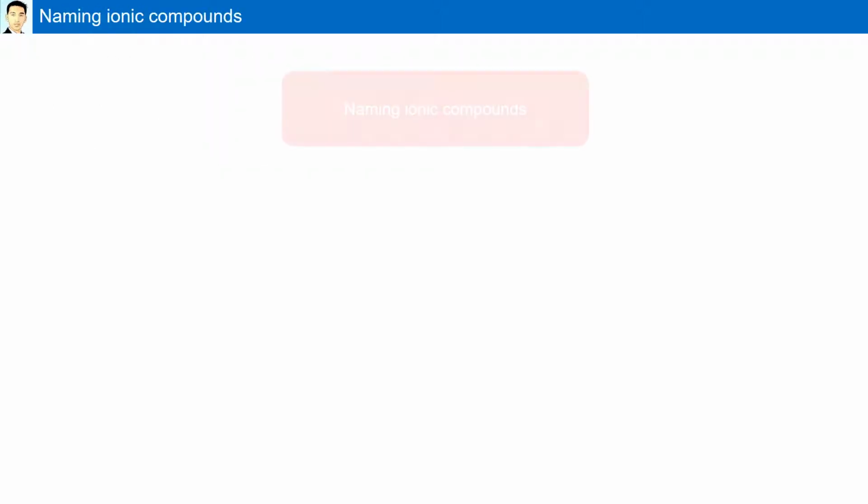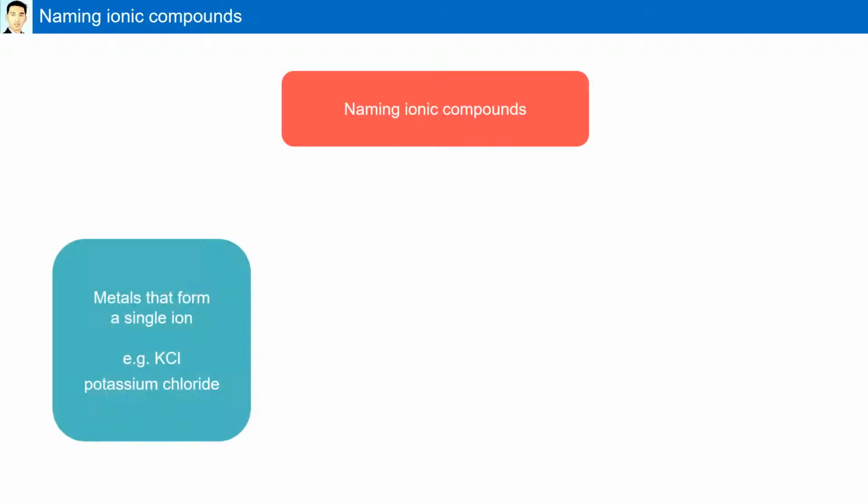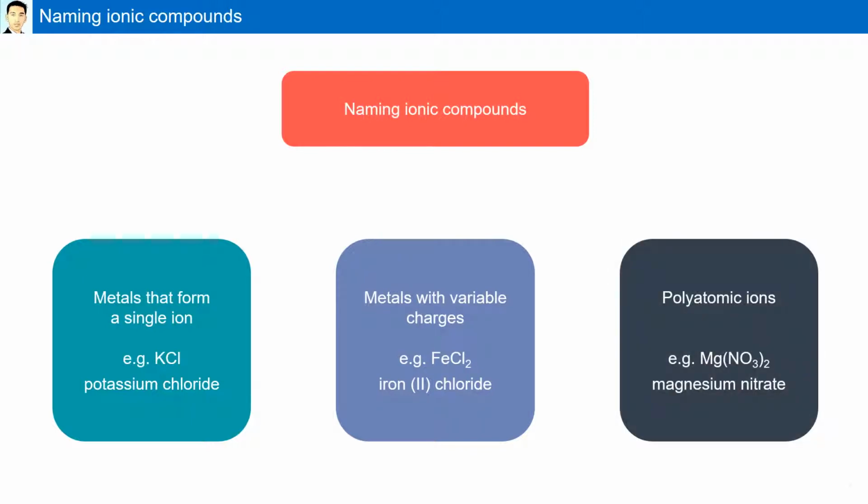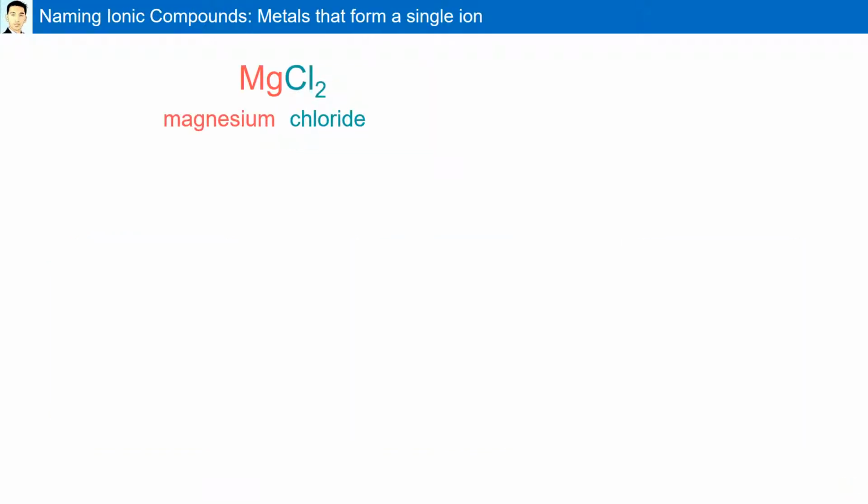Overview. Ionic compounds, metals that form a single ion, metals with variable charges, and polyatomic ions. Naming ionic compounds, metals that form a single ion.